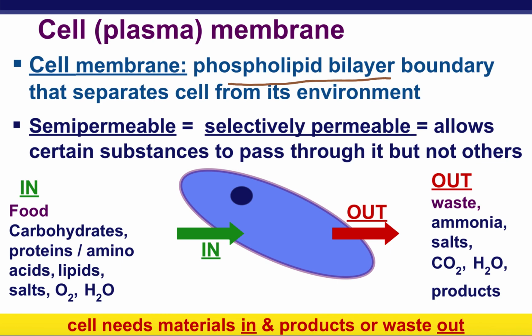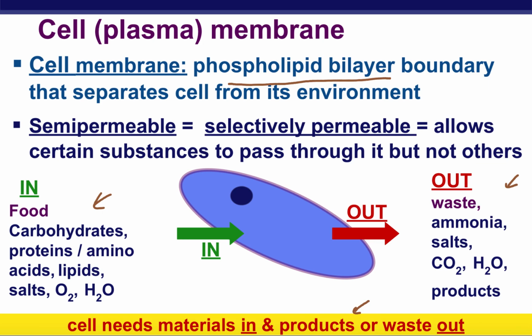So in this case, what the cell is ultimately trying to do is to allow certain materials in, usually food materials or other materials it needs to do its function, and it needs to get rid of waste, and it needs products to be removed as well, because some cells specialize in making stuff to help the body or to help the colony of other fellow organisms around it. These are some examples of what you may want in and what you may want out of your cell.